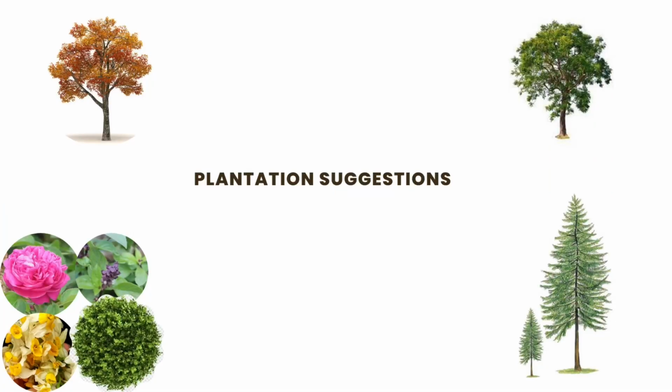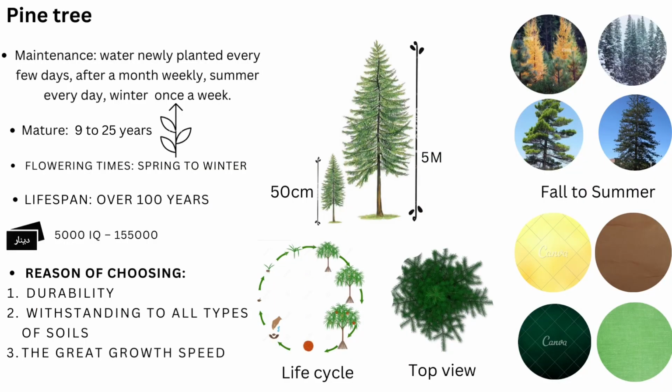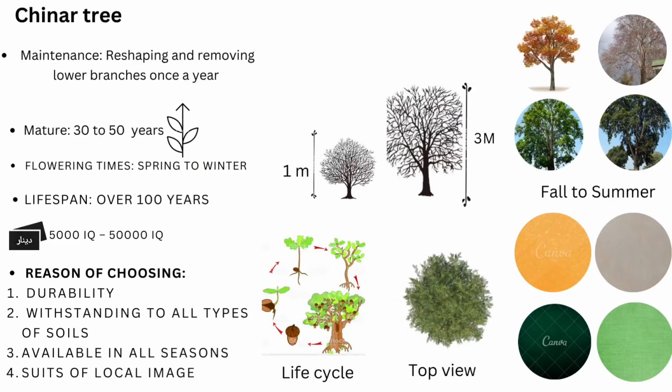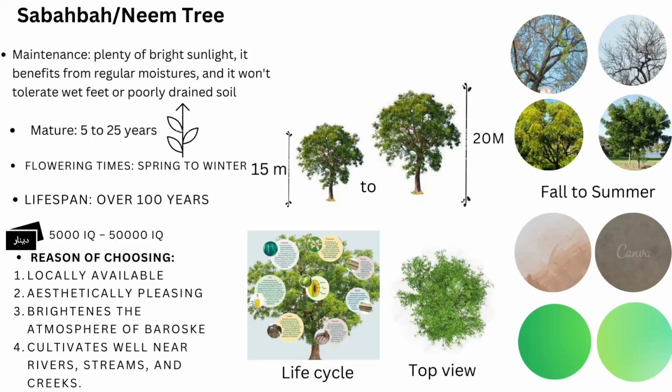Now for plantation, we are suggesting locally available plants. We have chosen 3 trees, pine, chinar, and sabahbah, all of which are suitable to plant any time of the year, and they require minimal maintenance, in addition to being affordable in all sizes. From the slide, you can see all the information regarding these trees, from their size, color palette, life cycle, price, and use throughout the 4 seasons.